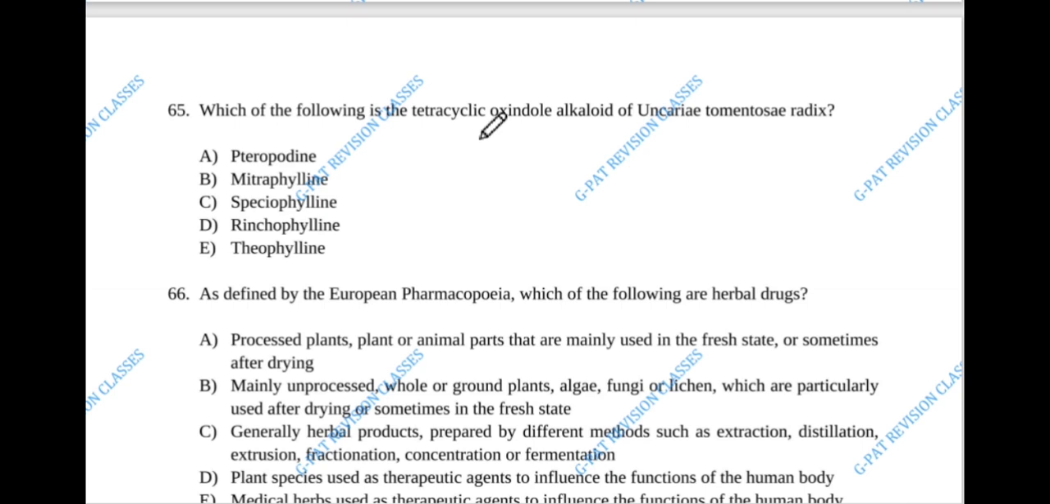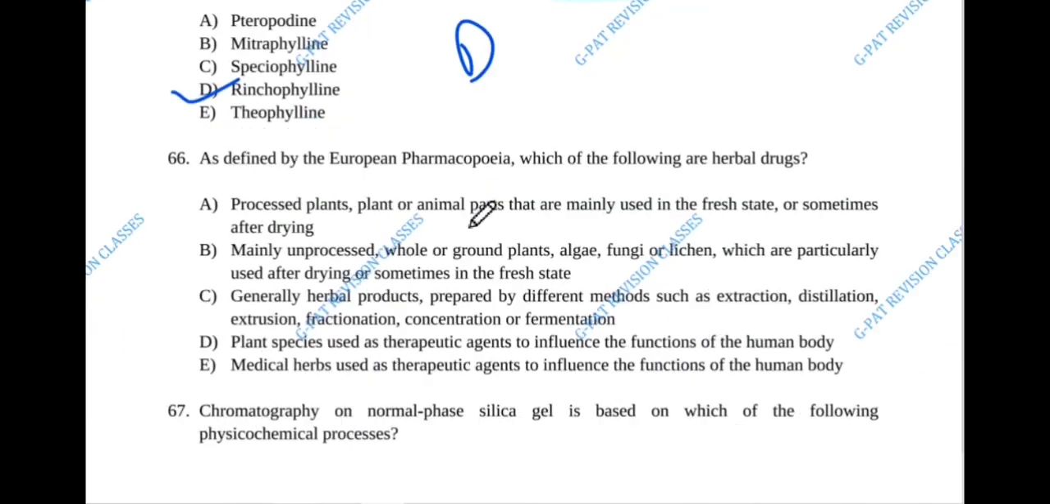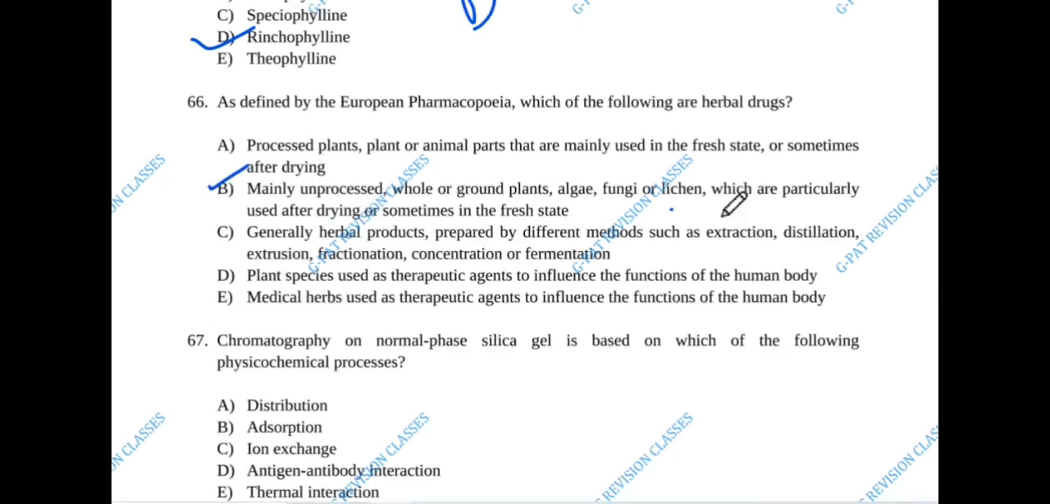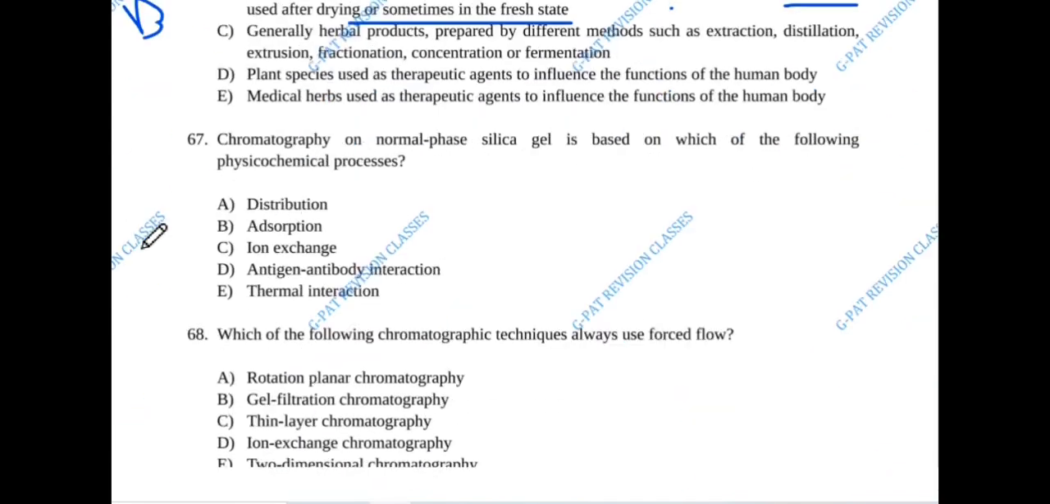Next is 65 question number. Which of the following is the tetracyclic oxindole alkaloid of Uncaria tomentosa radix? The answer is D. Rhynchophylline. Next is 66 question number. As defined by the European Pharmacopoeia, which of the following are herbal drug? The answer is B. Mainly unprocessed whole or fragmented plants, algae, fungi or lichen, which are particularly used after drying or sometimes fresh. Answer is B.